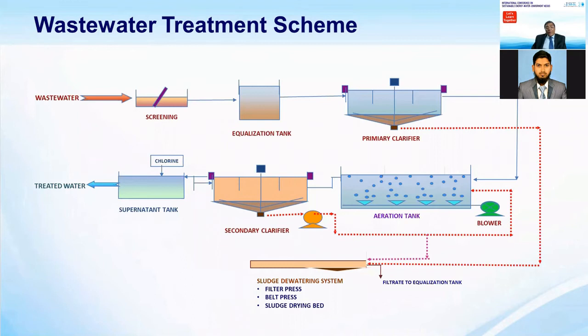Now we come to the wastewater treatment scheme. Generally, the scheme followed in the conventional system is this. First, the wastewater stream comes and screening is done. The objective of screening is that the bigger particles should not destroy the pumping system installed ahead in the equalization tank. Then the screened water is put into the equalization tank.